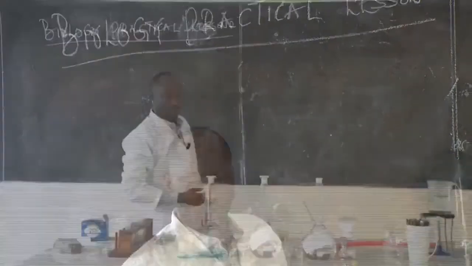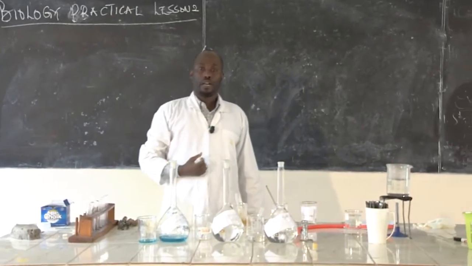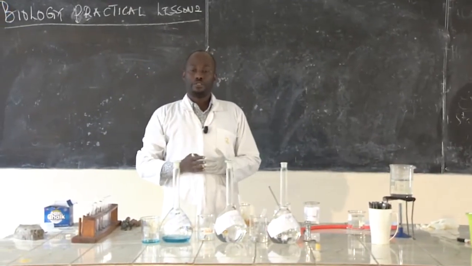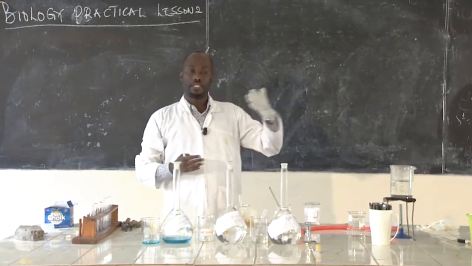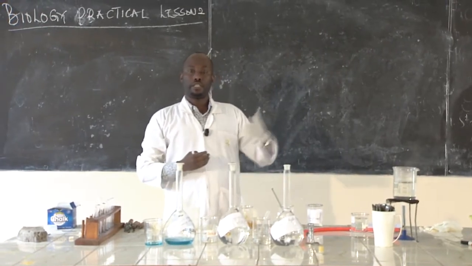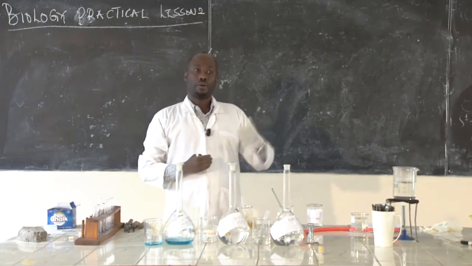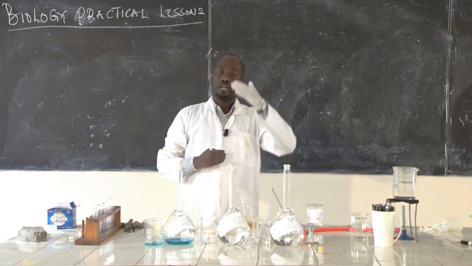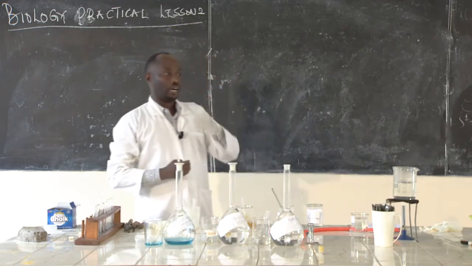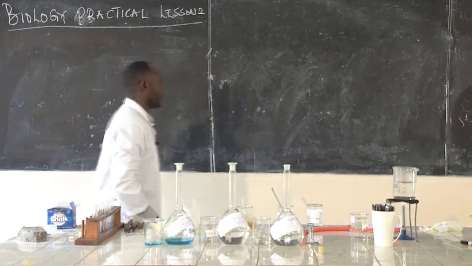So, in the biology practical lesson of today, we are going to test food nutrients. I think last time we discussed testing vitamin C, we talked about testing fats, and now we're going to test for reducing sugars and non-reducing sugars.